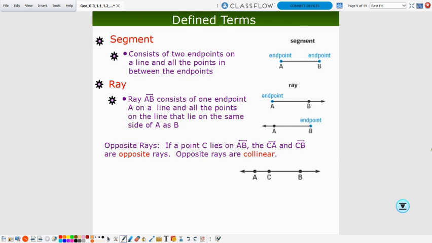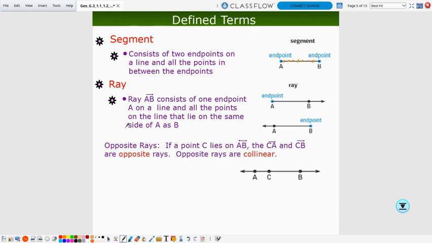We have 2 other defined terms, segment and ray. A segment consists of 2 endpoints on a line and all the points in between. So this is segment AB, and all of these little points that I'm putting on here in orange are also contained or included on that segment.